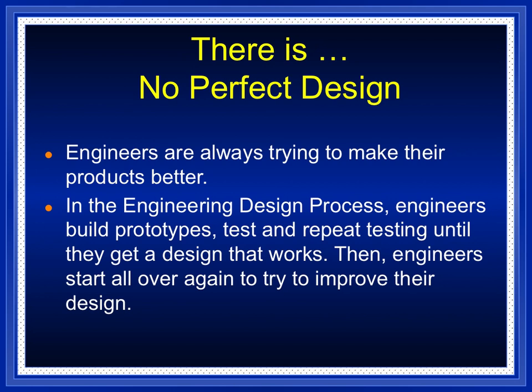All right, so engineering design failures. Well, first of all, there is no perfect design. Engineers are always trying to make their products better, and that's why we have iPhone 1 and iPhone 2 and iPhone 3 and iPhone 4 and so forth, because they're always trying to improve it. In the engineering design process, engineers build prototypes, test, and repeat testing until they get a design that works. Then engineers start all over again to try to improve on their design.